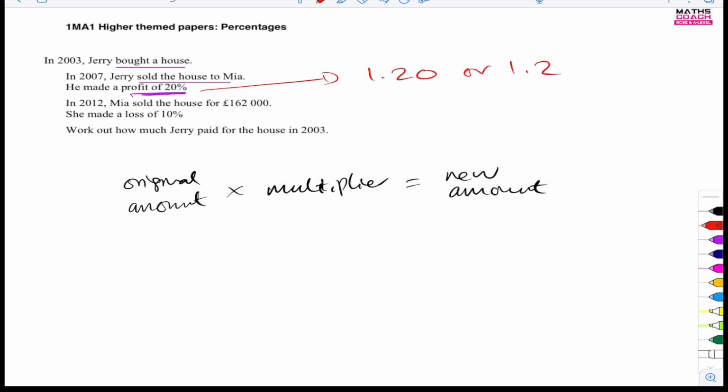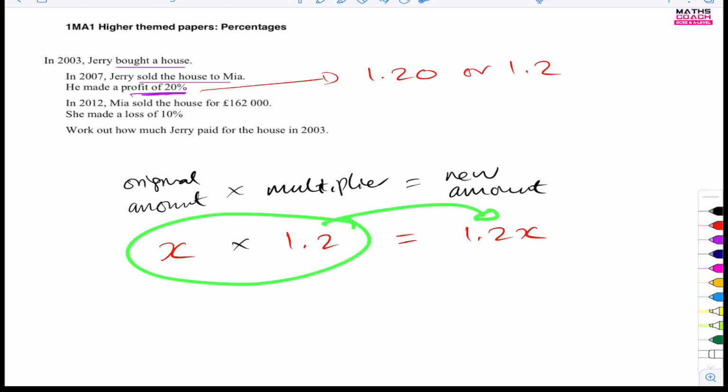If you need help on what is a multiplier, then you can watch the video on percentages, which I have on the channel. All right, so do we know how much Jerry bought the house for? No, we don't. So when we don't know something, what do we write for the original amount? An x. We do know the multiplier. The multiplier is 1.2. And we don't know the new amount. We don't know how much it is. So what we can say is we just call this new amount 1.2x. All I've done here is just multiplied this and put it like that. Okay, so this is what Mia buys the house for, 1.2x, whatever that is.